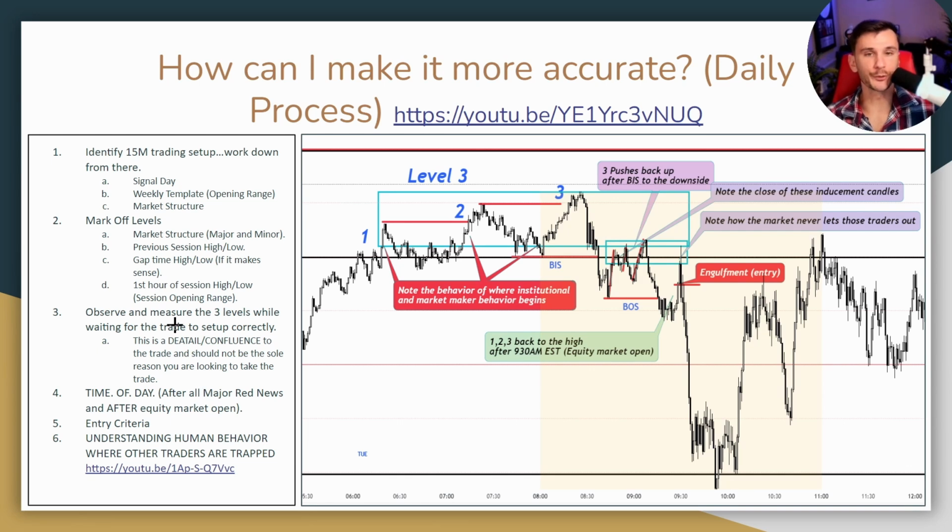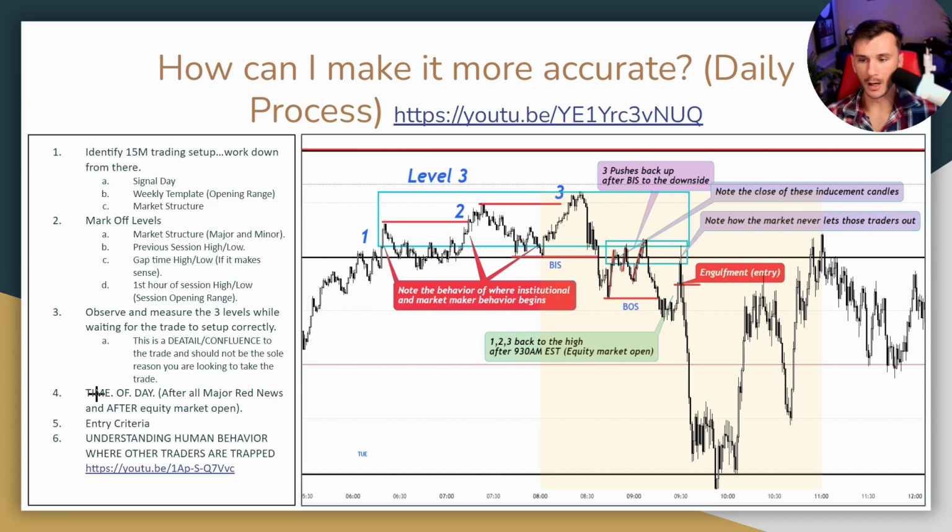Observe and measure your 3 levels. That's something you can do every single day. Even if the 3 levels doesn't necessarily play out the way you would expect, you still have all these other things as confluence. But if the 3 levels does play out, let's say you're in level 3 at 9:30, hey, that's just an added confluence or an added thing that you can look for in your trade to make it more accurate.